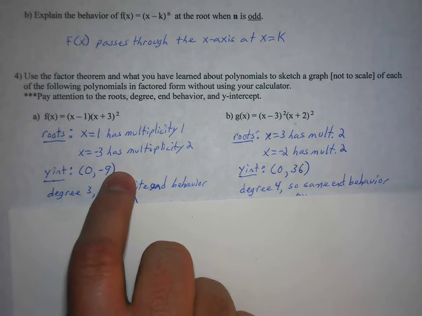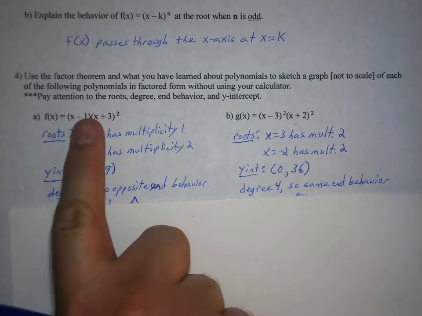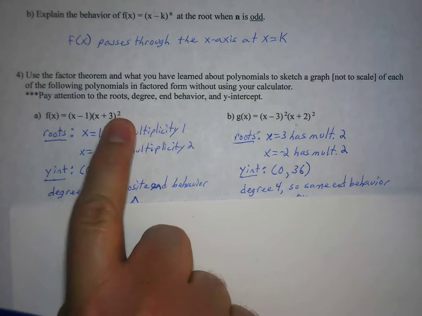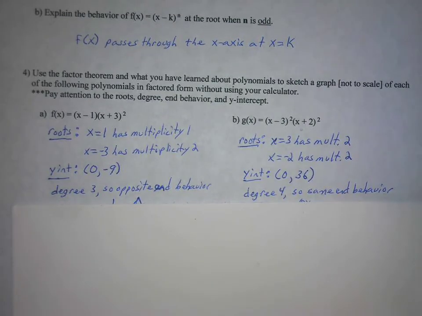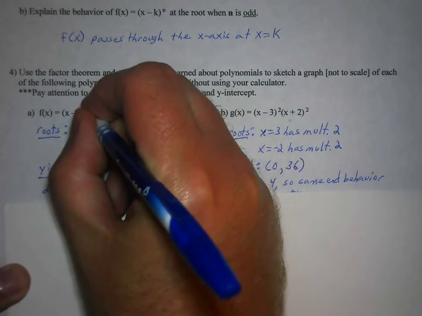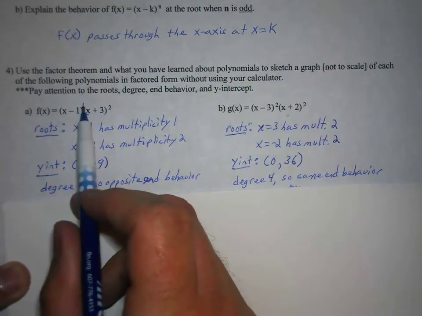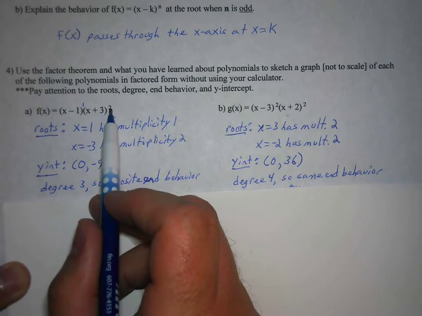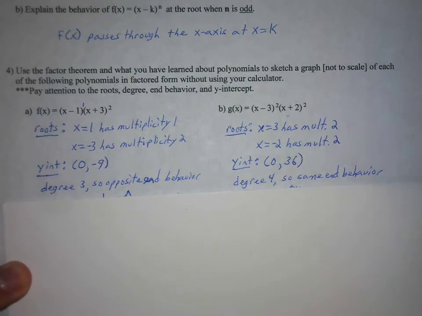The y-intercept we know is (0, negative 9). If you put 0 in for x, you have negative 1 times 3 squared, which will give you negative 9. We know we have a degree 3, so we have a 1 here, so that's degree 1, and then 2 more will be 3. So that's a degree 3. If you were to multiply that all out, you would have x to the third plus blah, blah, blah.